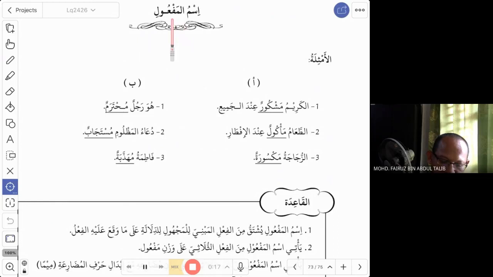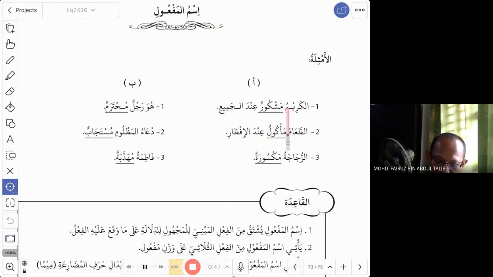It is a maf'ul, not maf'ul bi. It is a maf'ul, something that you done to it, but in the word form. For example, here when we say mashkur, what is the meaning of isim maf'ul? Similar to the meaning of, we have learned mabni lil majhul, right? Thank, be thanked, thanked. So here it is all in the majhul form, similar to the fi'il mabni lil majhul, in the passive voice.